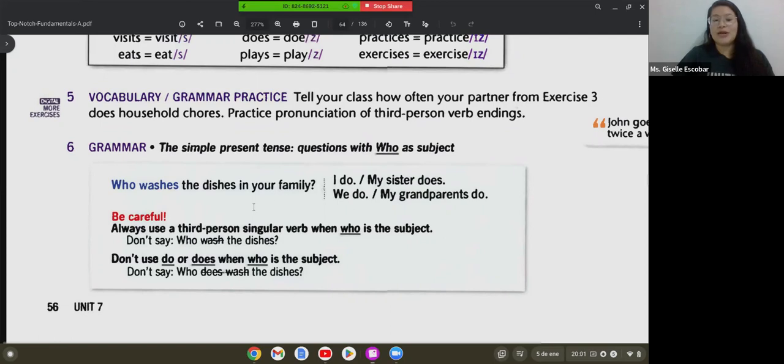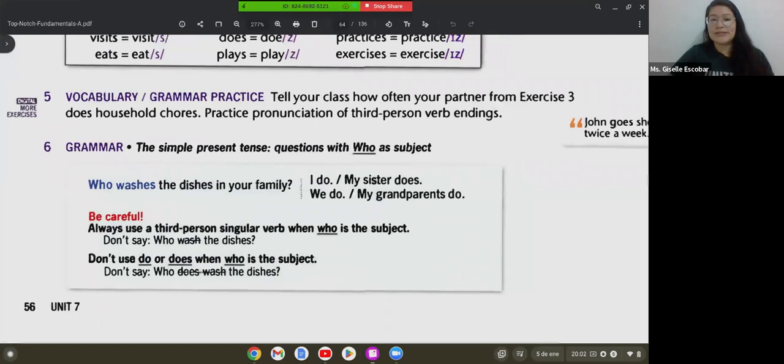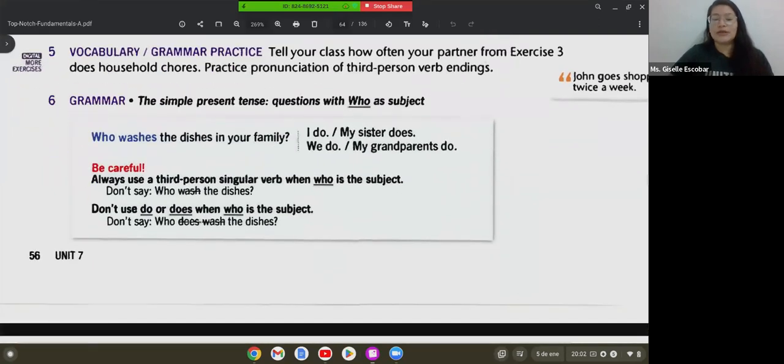En tercera persona, vamos a utilizar who como una tercera persona. Entonces se cambia el verbo. Y acá, cuando vean al inicio de una pregunta who, que esté siendo utilizada como sujeto, como acá en estas, who washes the dishes in your family, no tenemos que utilizar do or does. No se va a utilizar. So, who does wash the dishes? No. Who washes the dishes? So is this part clear or is it confusing?